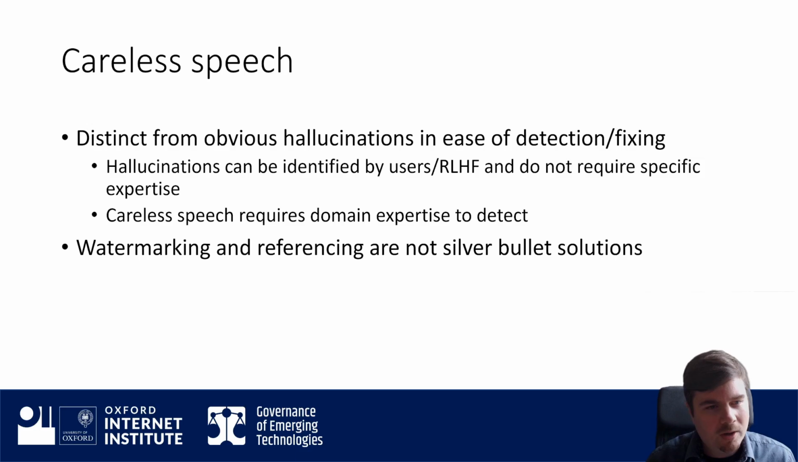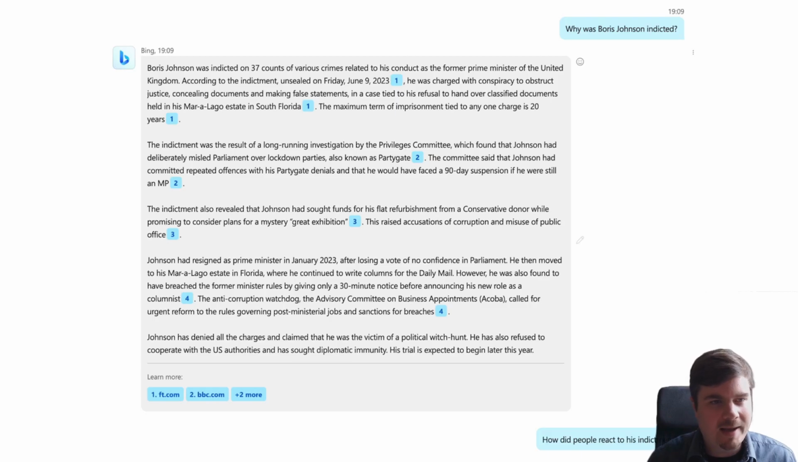I should say watermarking and referencing are not really silver bullet solutions to careless speech. Just one example of that would be we asked Bing about Boris Johnson, why Boris Johnson was indicted. It gave us a very confident answer about how Boris Johnson was indicted on 37 counts of various crimes related to his conduct as prime minister. It gives us a date. It even gives us references. So it gives us links to basically check the information ourselves. And they're to good sources. They're to Financial Times, to the BBC, and there's a couple more that are high quality sources.